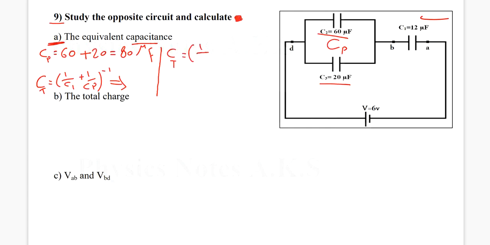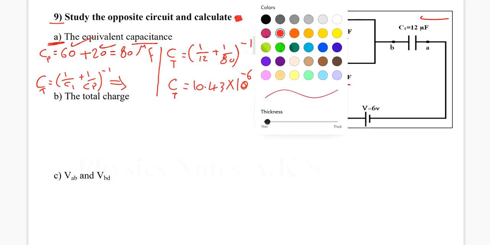1 over C1 is 12 plus 1 over 80, which is the C parallel, to the power -1. I get the answer. C total will be 10.43 microfarad, and here I change to farad, multiply 10 to the power -6 farad. You can change from the beginning, but I guess it will be easier if you leave the changing to the end. Okay, so this is part A.